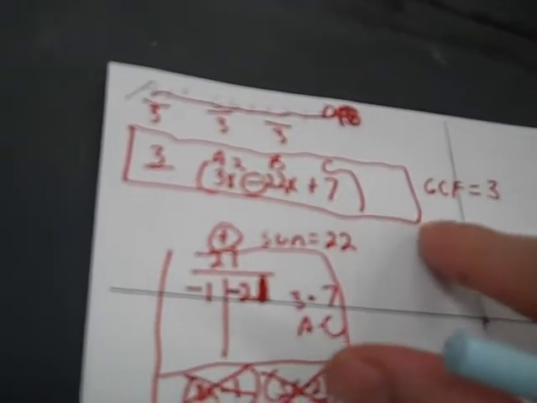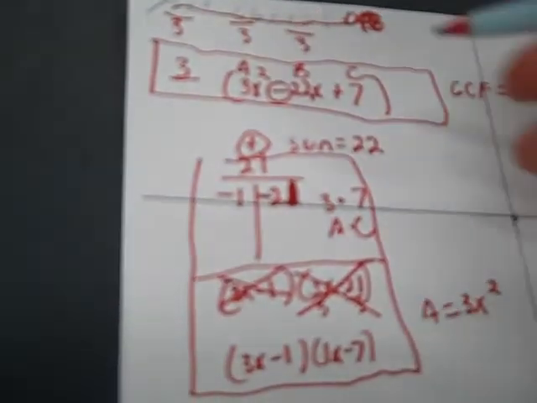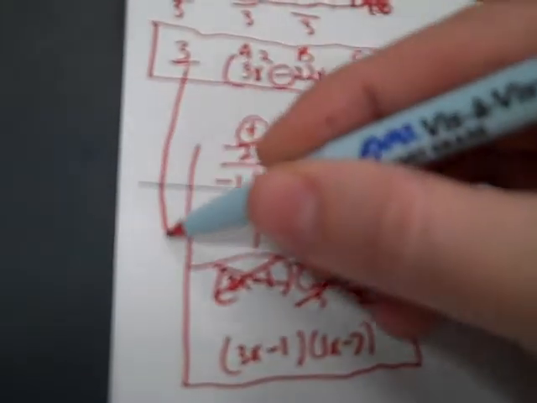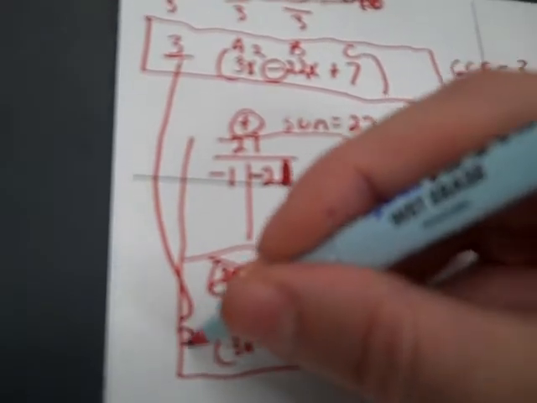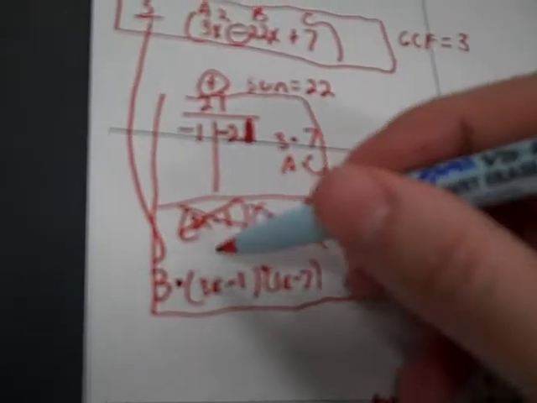Now, one thing, you need to look outside. What was your GCF that was out here? 3. That 3 needs to be dropped down alongside there. So it's 3 times 3x minus 1 times 1x minus 7. Okay, because 3 times 3x is 9x, and 9x times 1x is 9x squared, which is what I started with. So remember to your GCF, pull it down.